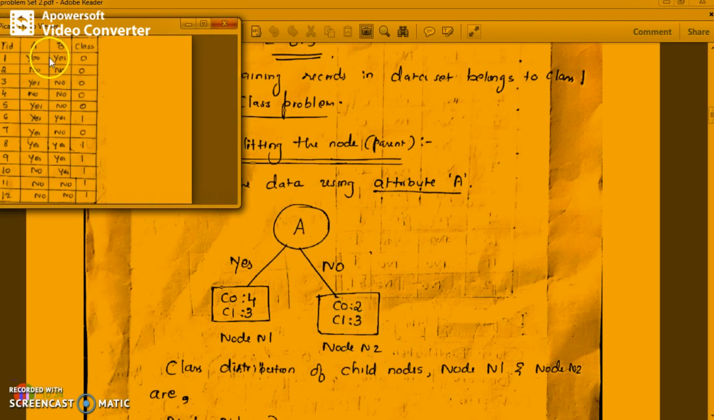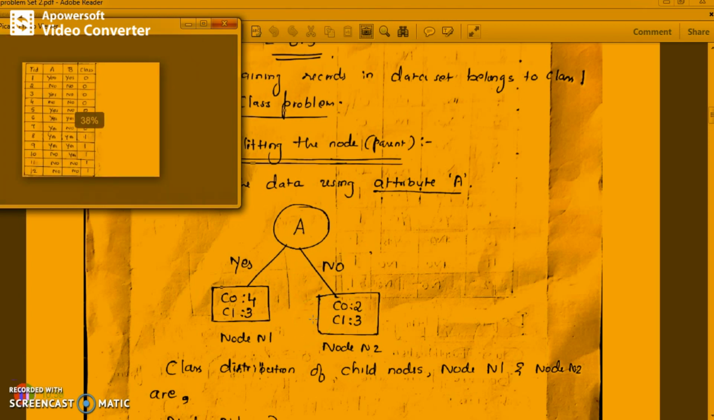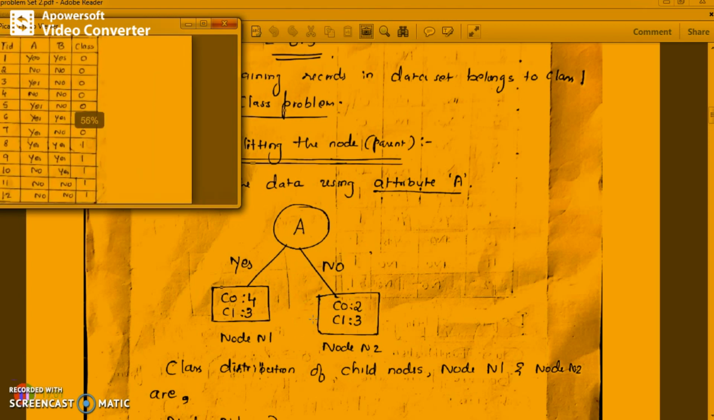So what about class 1? We'll see now. Count. I'm speaking about A value equal to no only. Yeah, A value equal to no. I have total 3 records belonging to class 1. So I have written here for class 1 I have total 3 records belonging to class 1, when A value is equal to no. So this is how I have written the split. I have written the count of records.